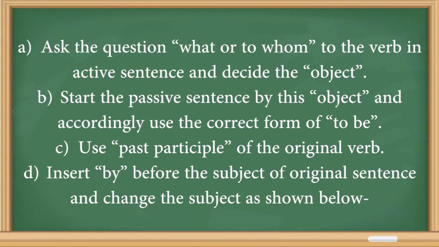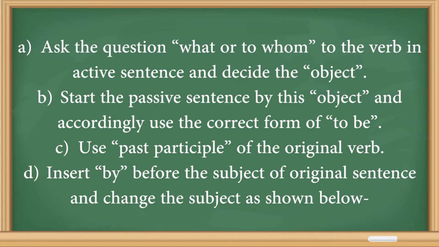to be, that is, the auxiliary verb. This is very important, auxiliary. I will tell you the importance of this auxiliary verb in this particular chapter. The third is use the past participle of the original verb. This will always be in the form of the past participle.